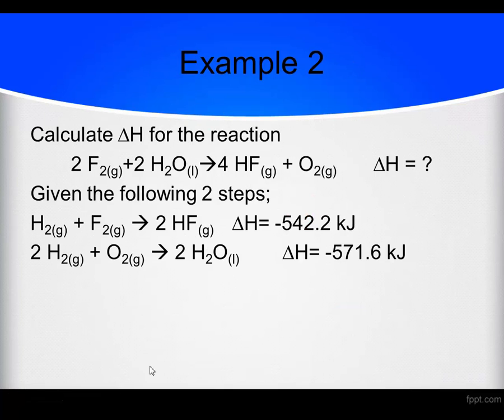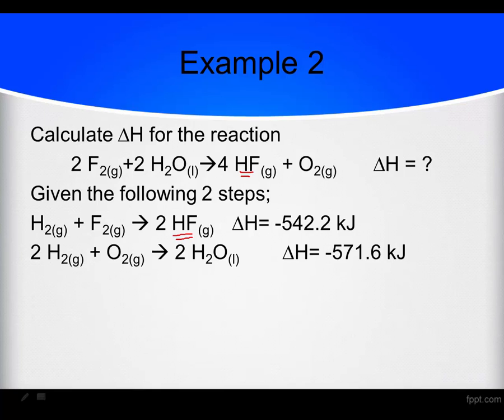So we want to make this overall. Should I give you guys a chance to write this down first? Yes. All right, let me try and talk about this out loud. Looking at this problem, I would leave the first one alone at first because I've got HF on the right side and I need to have HF on the right side.